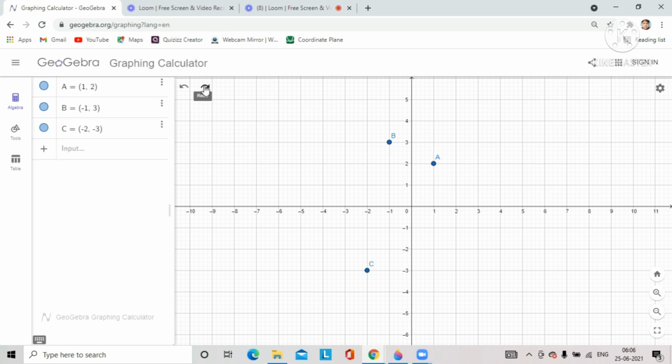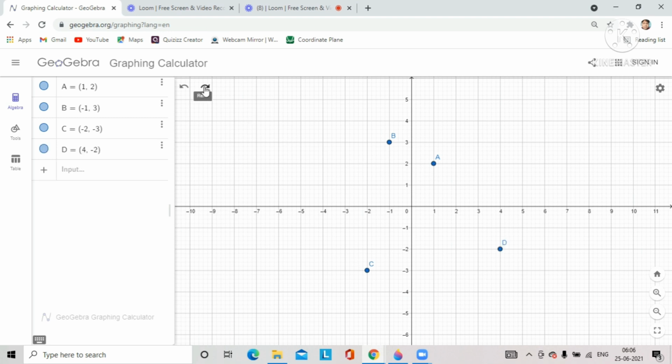Let us see the point C. Point C is (-2, -3). So from origin 2 places towards left, then 3 places towards down, I'll get (-2, -3). So it lies in the third quadrant. So both abscissa as well as ordinate are negative.